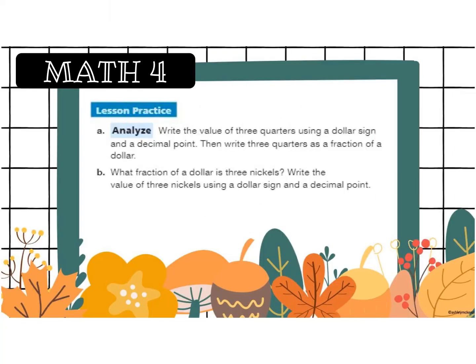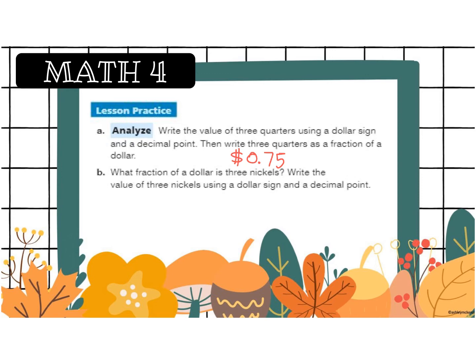Okay, let's do a couple of practice problems. The first one says, write the value of 3/4 using a dollar sign and a decimal point. What does that look like? 0, then a decimal point, then 75 cents. Right now this looks like 75 hundredths. There has to be a dollar. Yep, got to be a dollar sign first. Perfect. We can't forget to put the dollar sign at the beginning.